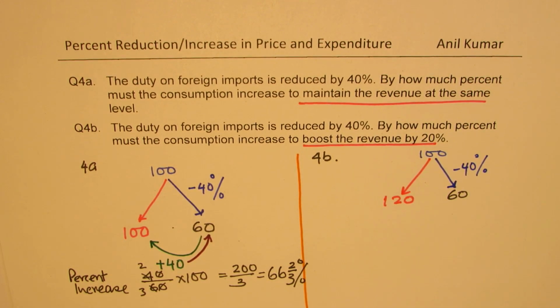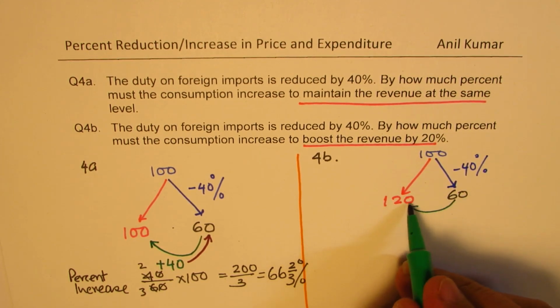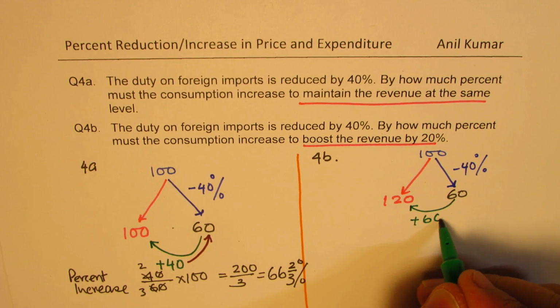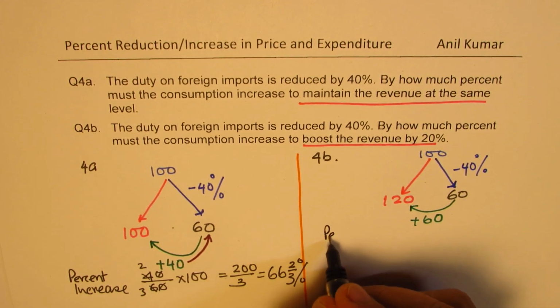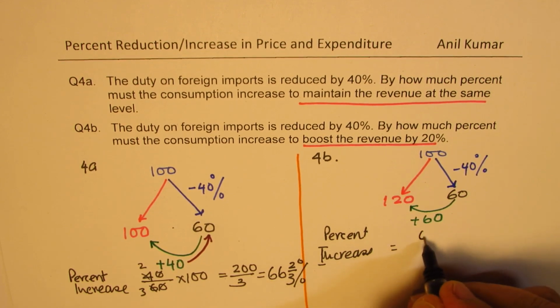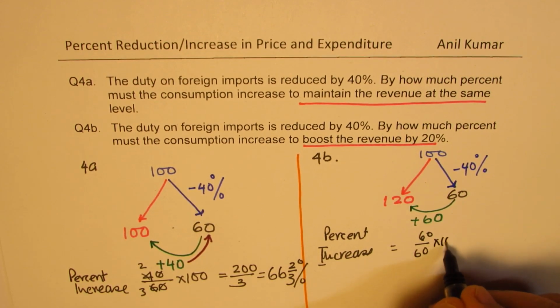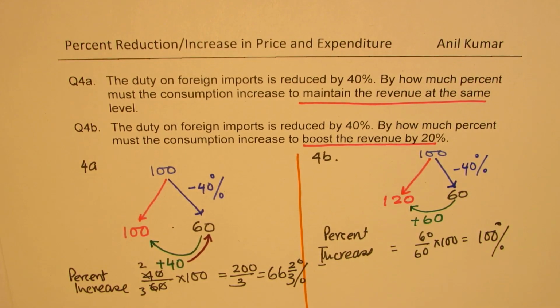Well, if you want to do that, in that case, you have to increase the consumption by 120 minus 60, which is by 60. Now, that means what? That means the percent increase should be how much? The percent increase should be 60 over 60, right? Times 100, which is 100%. So this can happen if the consumption is increased by 100%. Does make sense to you?